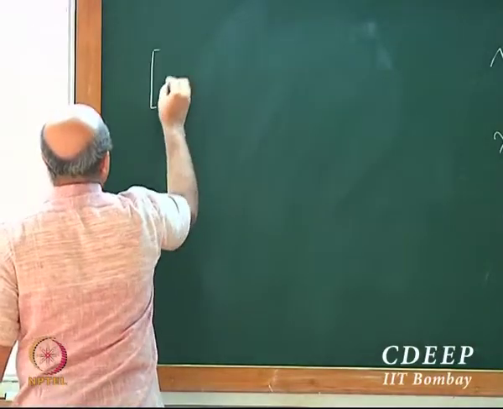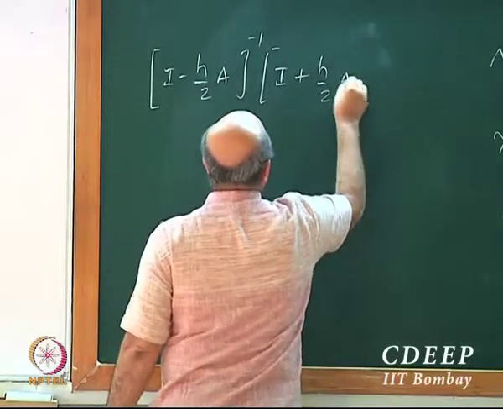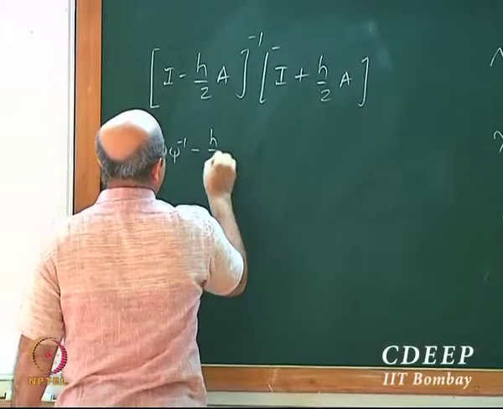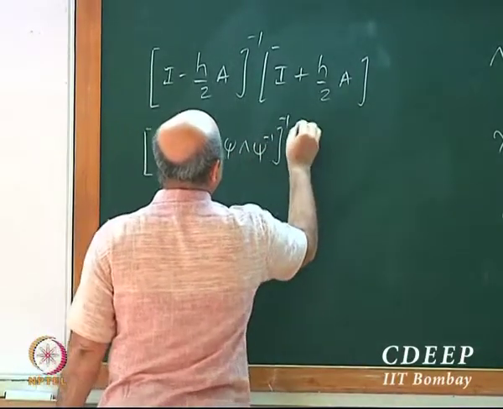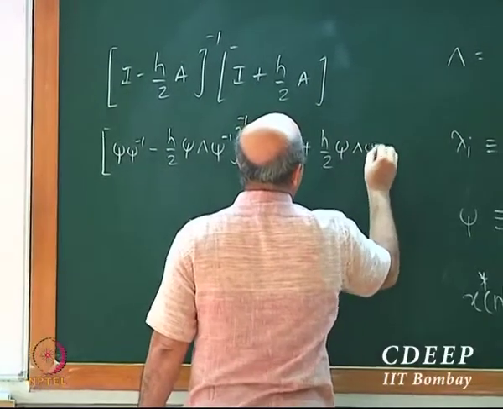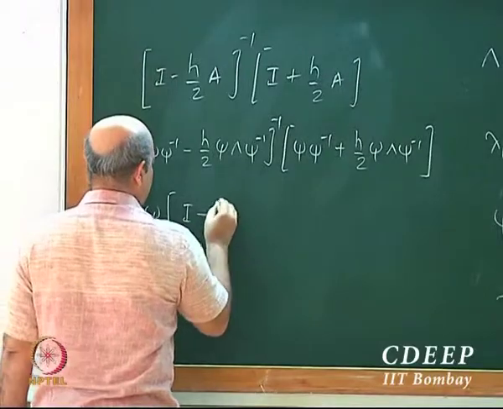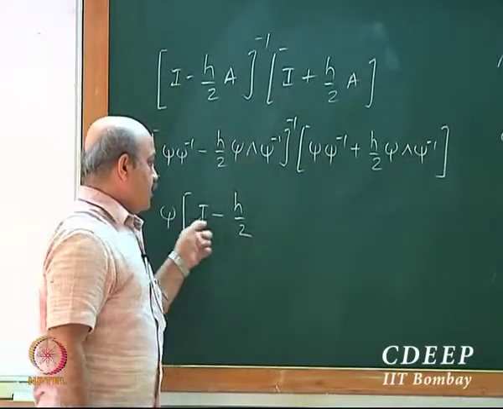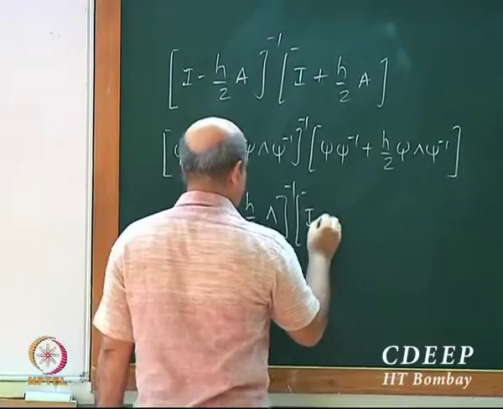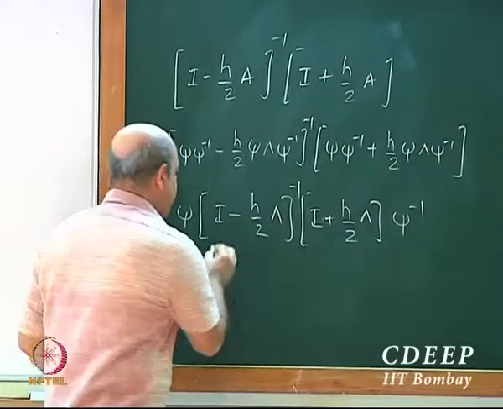We have to look at this matrix I minus h by 2 A inverse I plus h by 2 A. Okay. And then I am going to use the same trick, psi inverse h by 2 psi lambda psi inverse plus h by 2 psi. Okay, this can be written as psi times I minus h by 2 lambda inverse I plus h by 2 lambda into psi inverse.